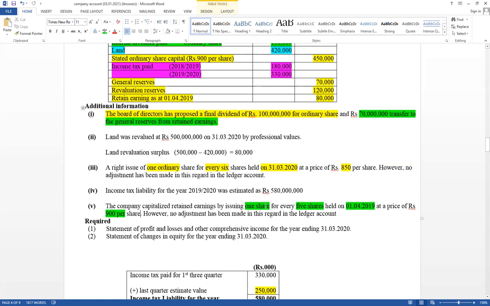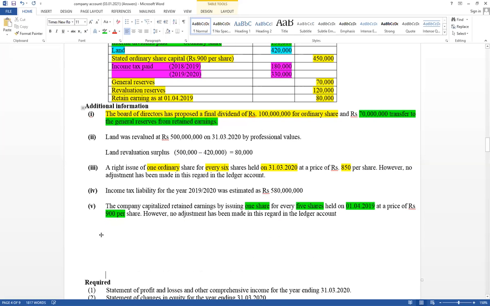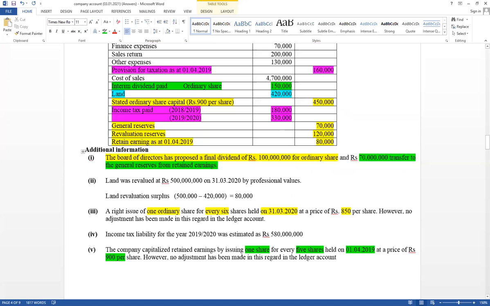Reserves capitalization is given at the beginning of the year. But the right issue is given at the end of the year. Therefore, the third one cannot be done from the beginning. From the beginning, the additional fifth one should be done. Right, now think about the fifth one. One share the company is going to issue for every 5 shares. In the trial balance, it has not given the number of shares.